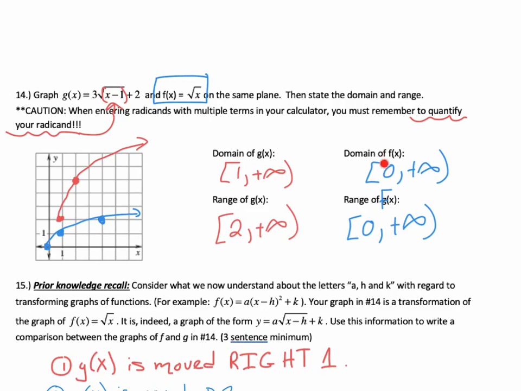As far as f of x is concerned, though, the domain and the range there doesn't change. I still can't take the square root of a negative number. So in our parent function, I have to start at 0, and it'll head towards positive infinity. And because you can't square root a negative number, you're not going to get a negative number back out, so the range also starts at 0.